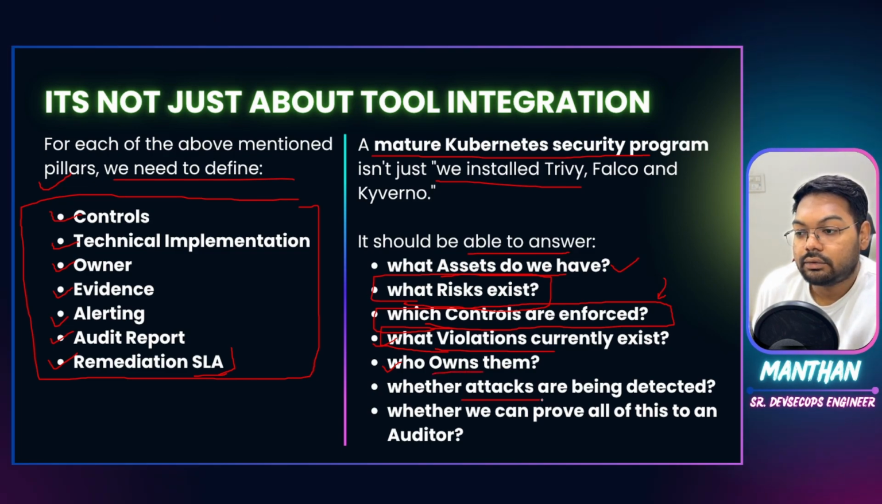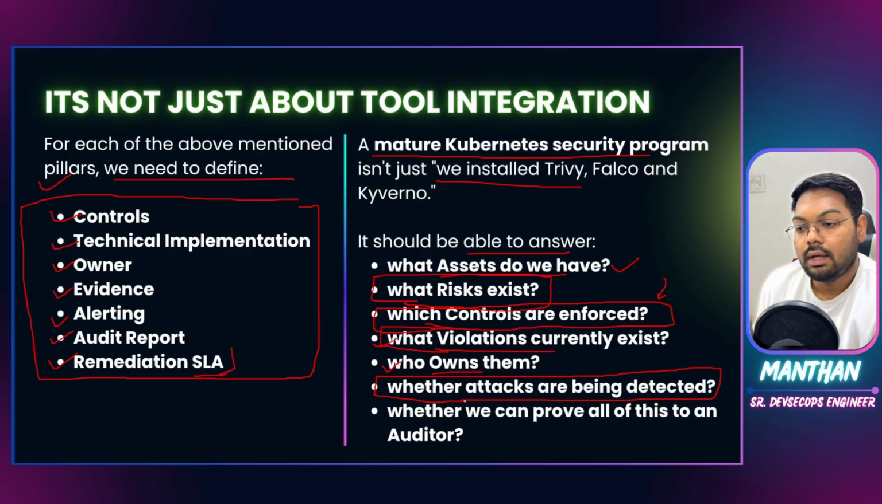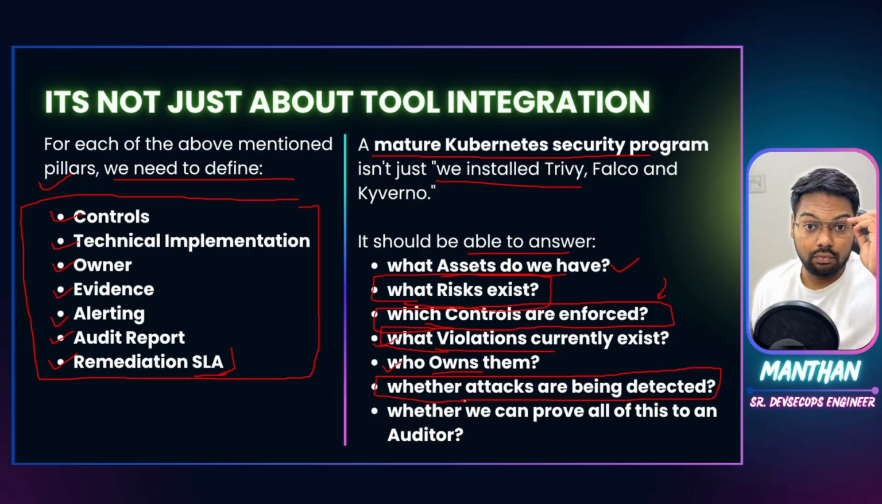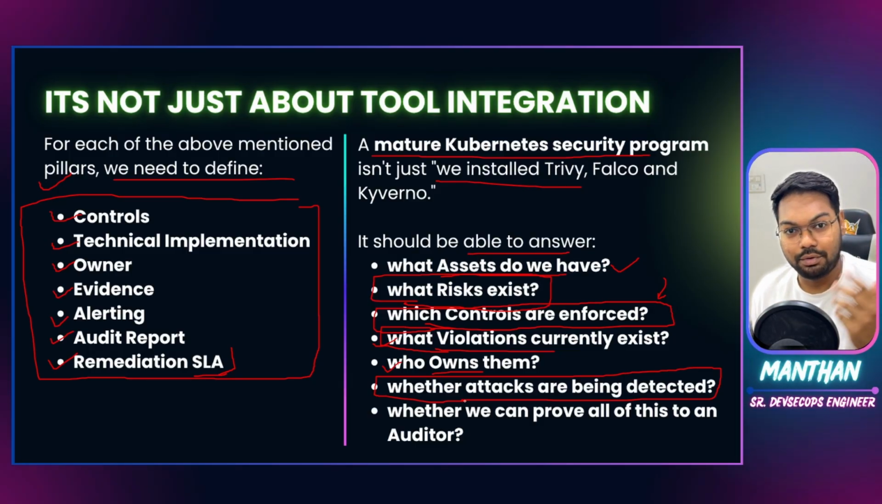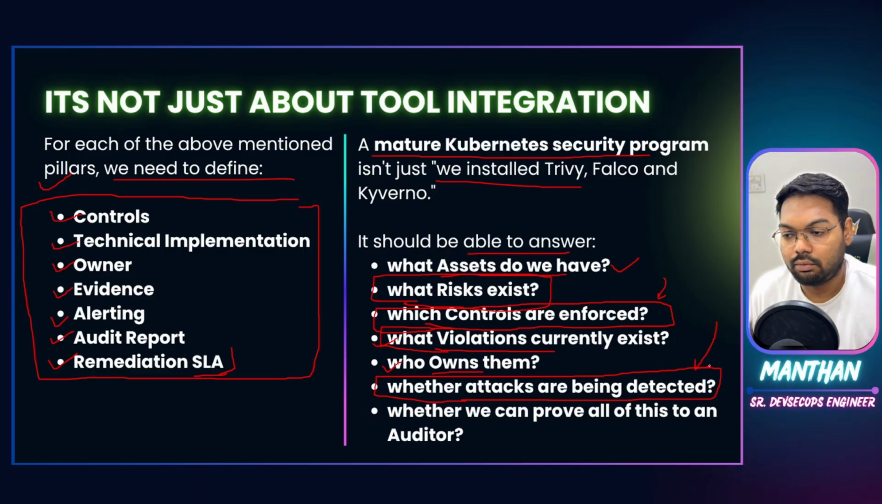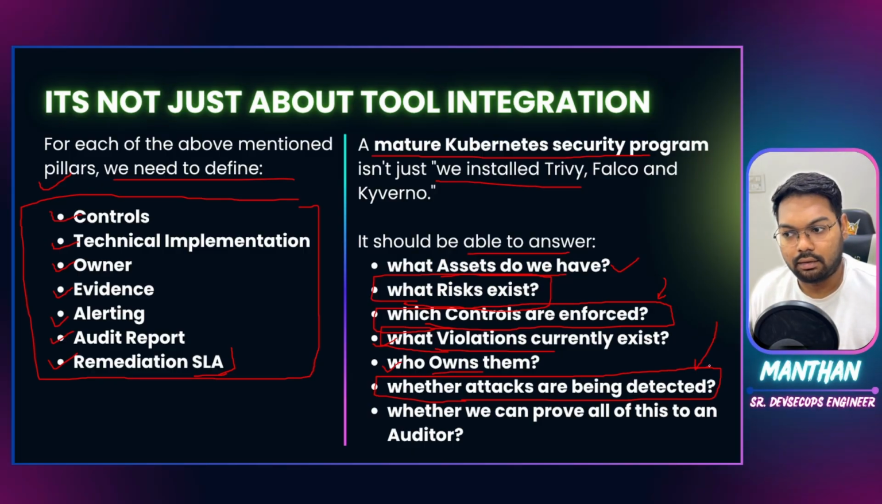And then whether attacks are being detected or not, this is one of the most important questions you need to answer while dealing with the maturity model of Kubernetes security. If you don't know that you are being attacked, then how are you supposed to stop those kind of attacks? So there are different mechanisms you can use to detect certain attacks. So for example, there is Falco, which is majorly used for runtime detection.